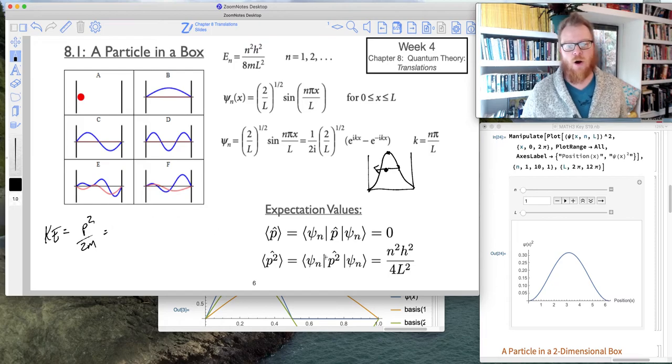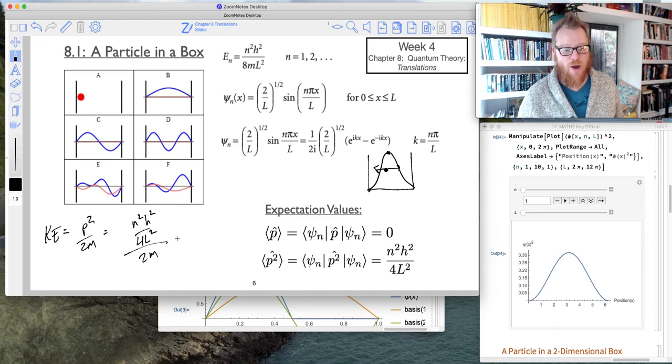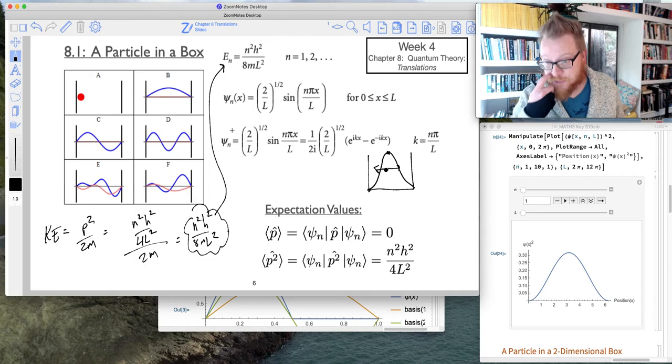Check out what happens to this result. The expectation value of this particular wave function is n squared h squared over 4l squared. So let's write that down: n squared h squared over 4l squared. Now what happens if I take this value and divide it by 2m? Well, I get n squared h squared over 8ml squared. And look at this. It's exactly what we got from the Schrodinger equation.